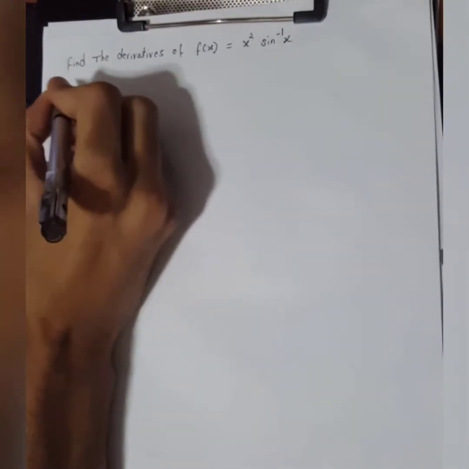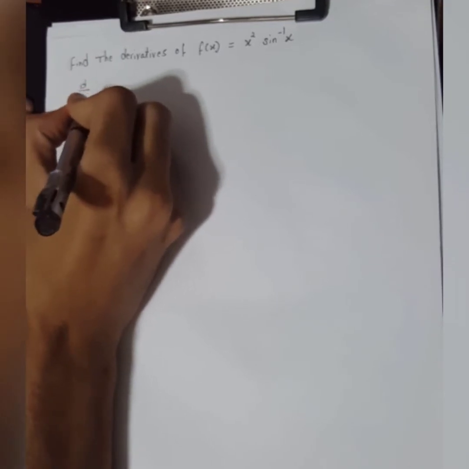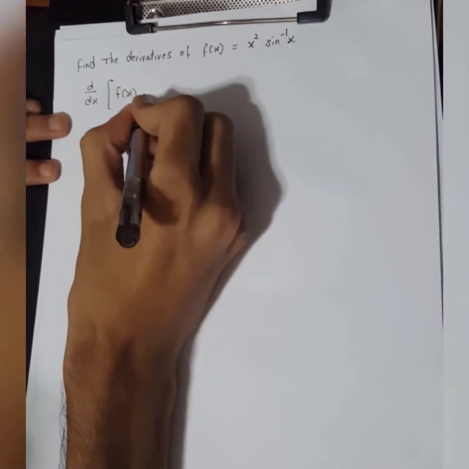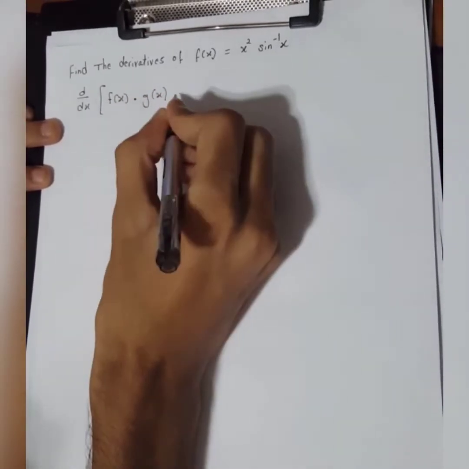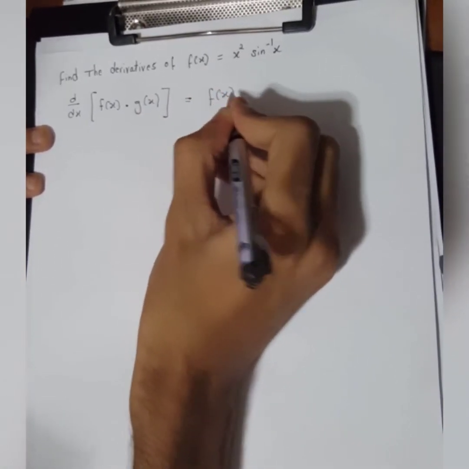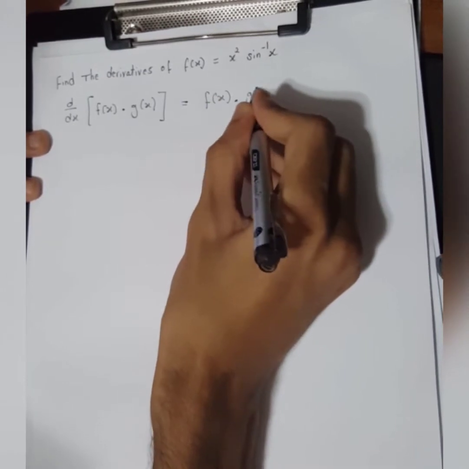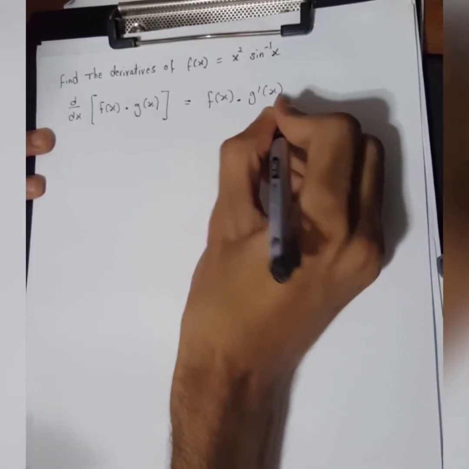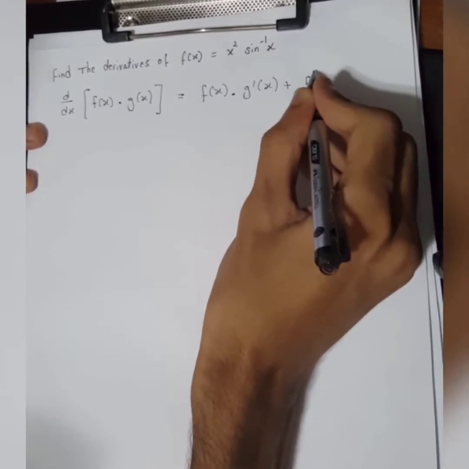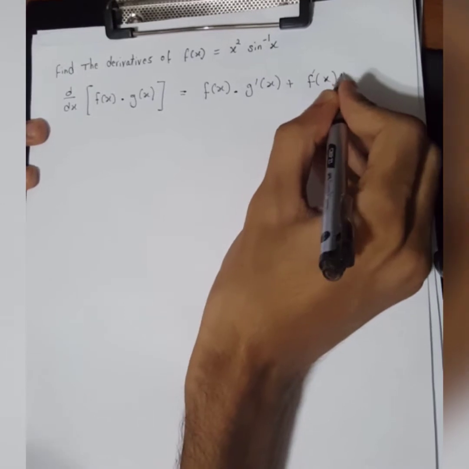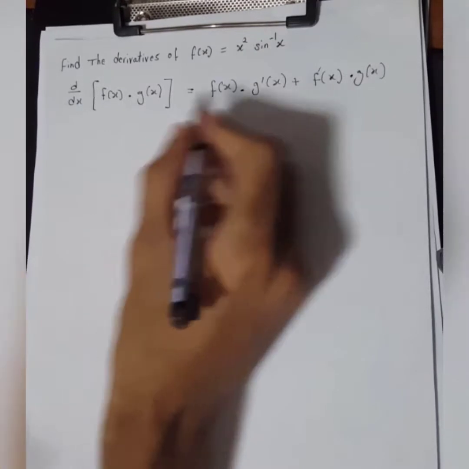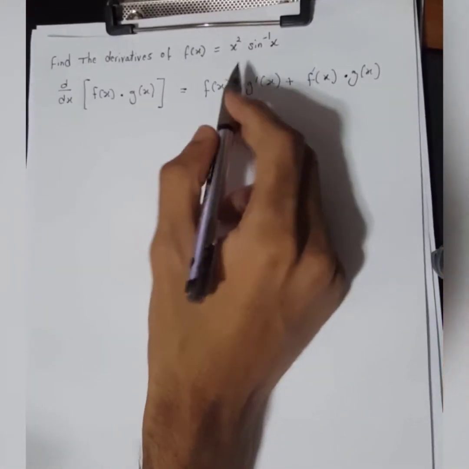The product rule states that d over dx of f of x times g of x is equal to f of x times g prime of x plus f prime of x times g of x. So now we need to apply this rule, which is the product rule, on this function.